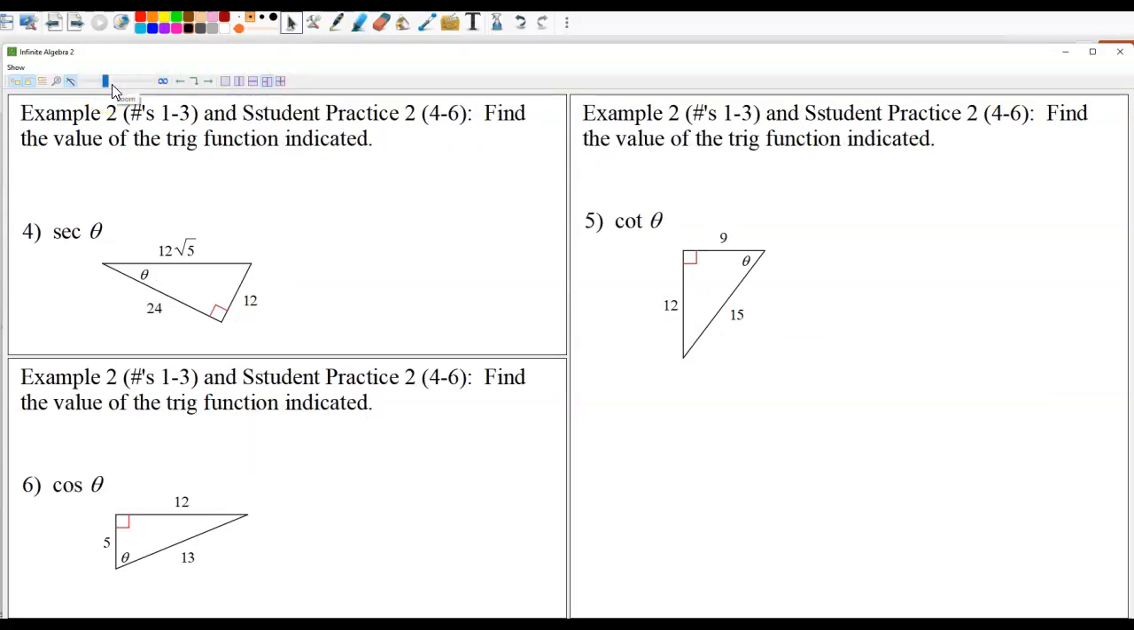There you go. So go ahead and pause the video here. Take a couple minutes and answer all 3 of these, 4, 5, and 6. When you unpause the video, I'll have the solutions up for you. All right, there you go.